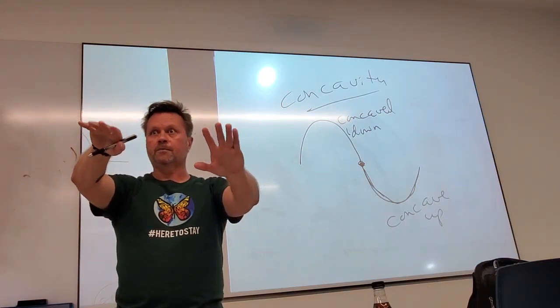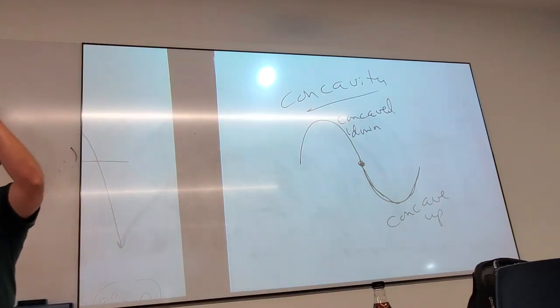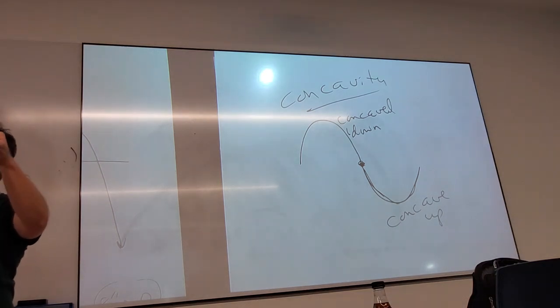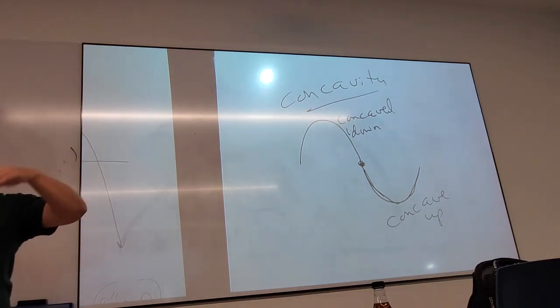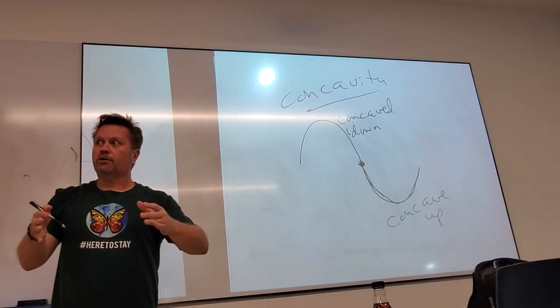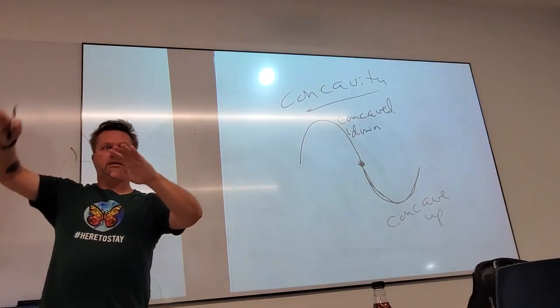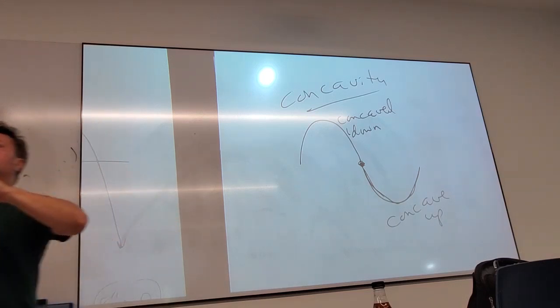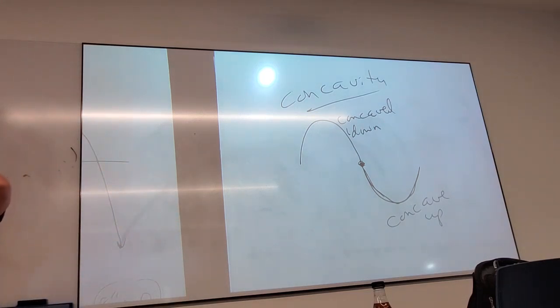Are you with me? Here, inflection points are where it stops being cup down and becomes cup up, or stops being cup up and becomes cup down. It's where the concavity changes. So first derivative critical numbers are where the increasing or decreasing might change. Critical numbers for the second derivative are where the concavity might change.